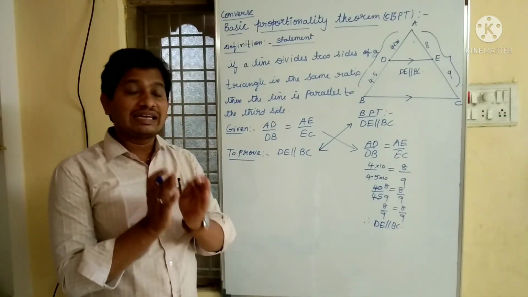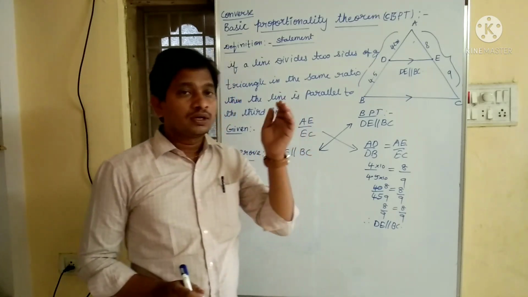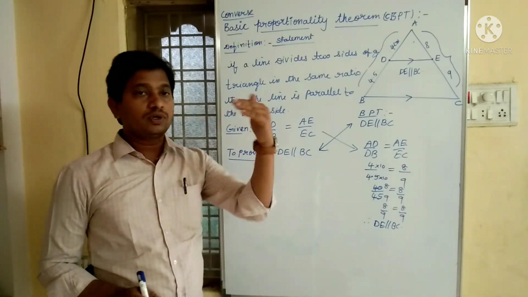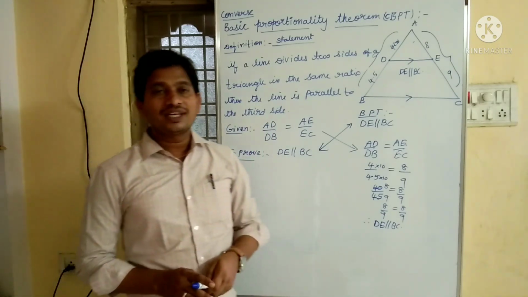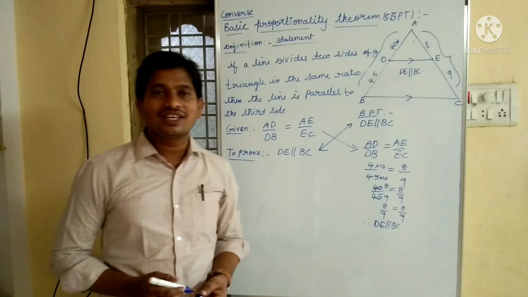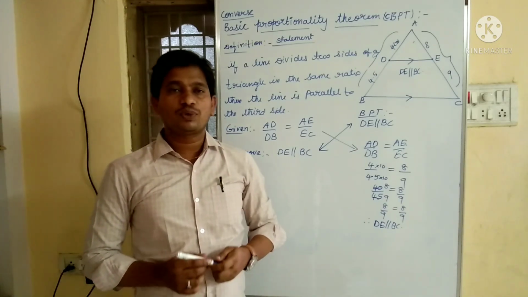Both theorems are exactly opposite to each other. Given becomes to prove, and to prove becomes given. Children, I hope you understood the difference between the basic proportionality theorem and the converse of the basic proportionality theorem.